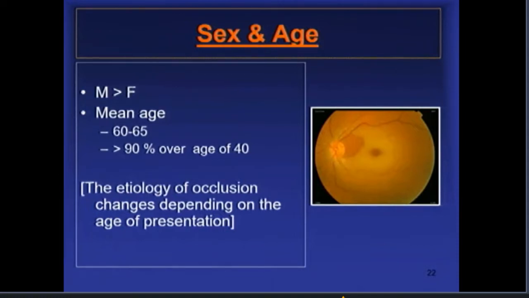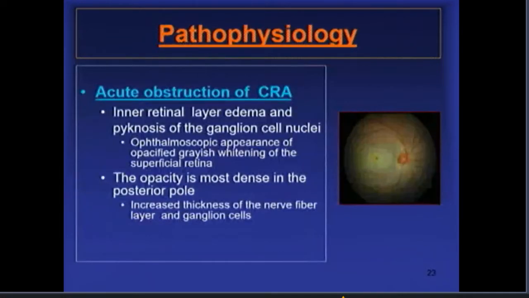The etiology of occlusion changes depending on the age of presentation. So you might have a young patient in his 30s or 40s with retinal artery occlusion, and that really needs its own types of etiology, and we have certain types of investigation directed to this patient, especially when they don't have any systemic associations.